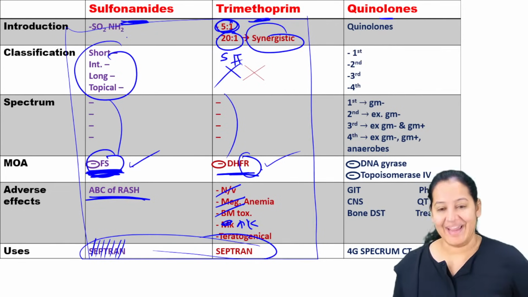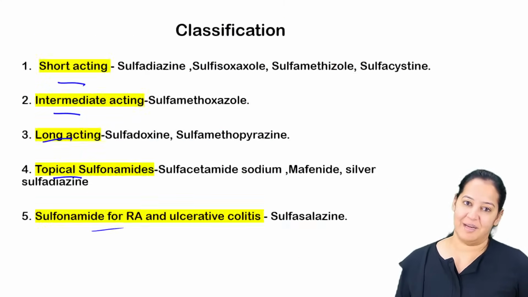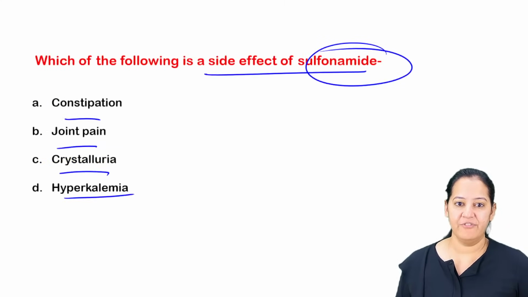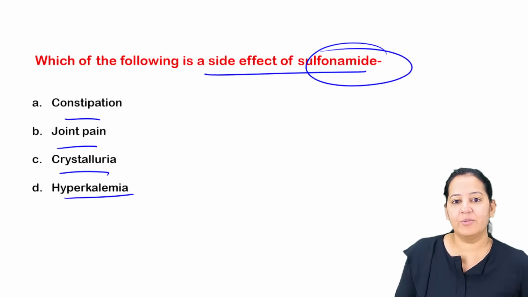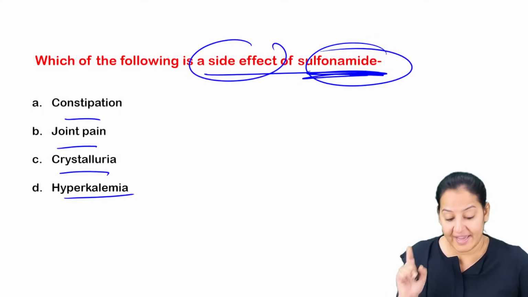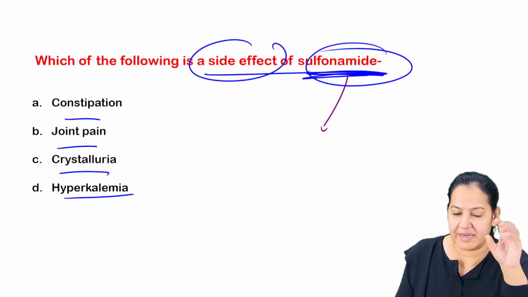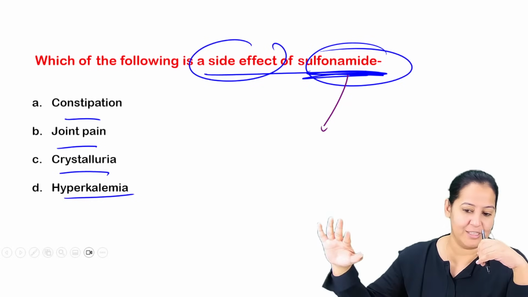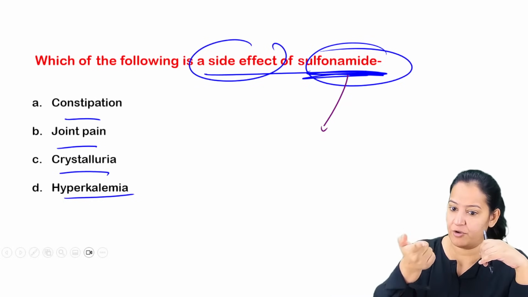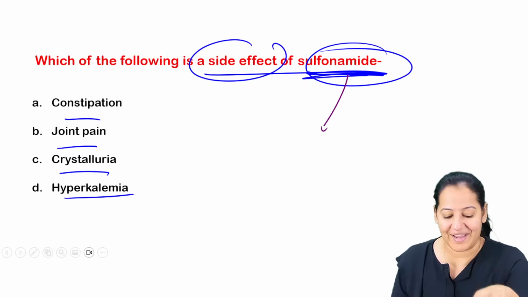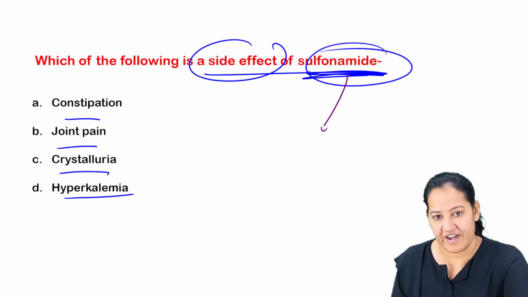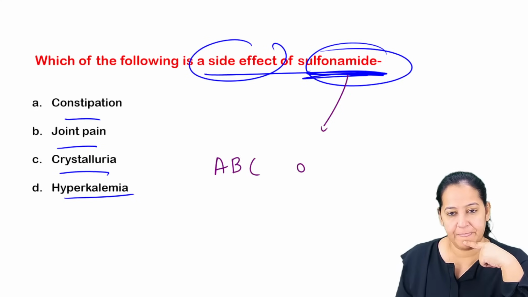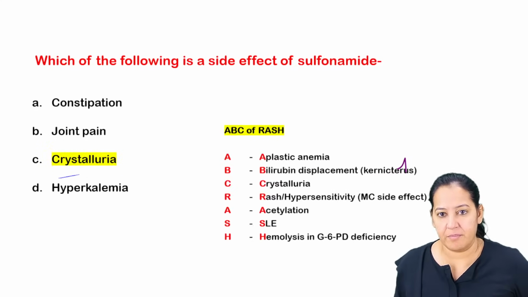Okay. So read your question and tell me the answer. If you got it, read the question. I'm asking you the side effect of sulfonamide. I guess reading this question, immediately the mnemonic should click in your mind. You should learn all the mnemonics very swiftly. What is the mnemonic for sulfonamide? The mnemonic is ABC of rash. Let me confirm. ABC of rash.